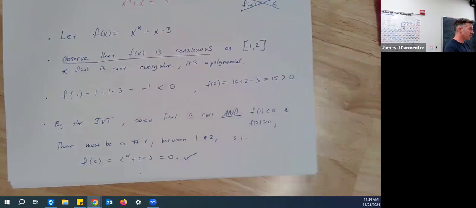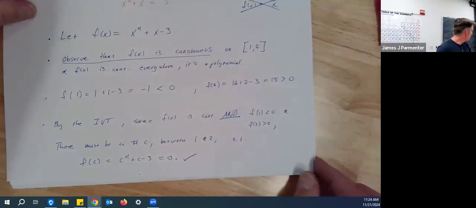We did not find the solution and we can't find the solution, right? These problems, when they say to show that there is a solution, your job is almost never to actually find the solution. Your job is to use the intermediate value theorem to display that there has to be a solution somewhere between 1 and 2, and that's it. All right, keep going.